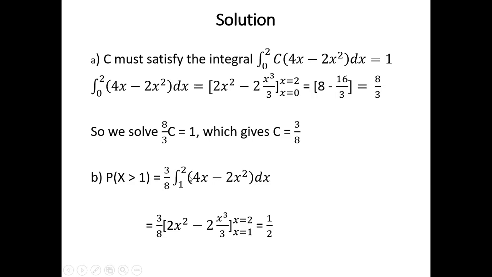So now I go ahead and work out this integral. The algebra is pretty much the same thing that we had in part A. So now I have 3/8, and I have this expression. I evaluate from 1 to 2. It's a little bit of tedious algebra in here, but it does work out to be 1/2. You may want to try that, but the algebra should give you 1/2.